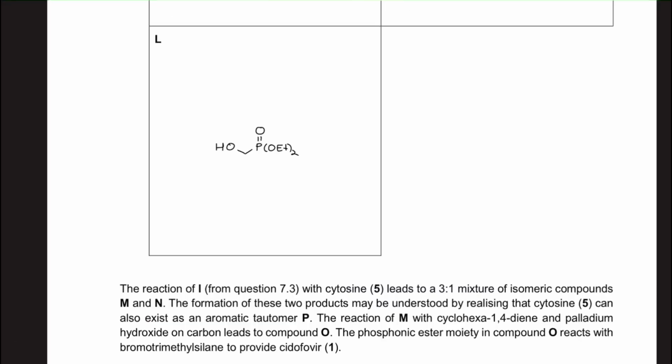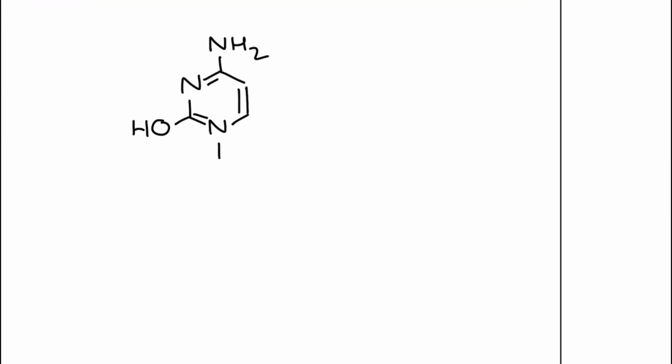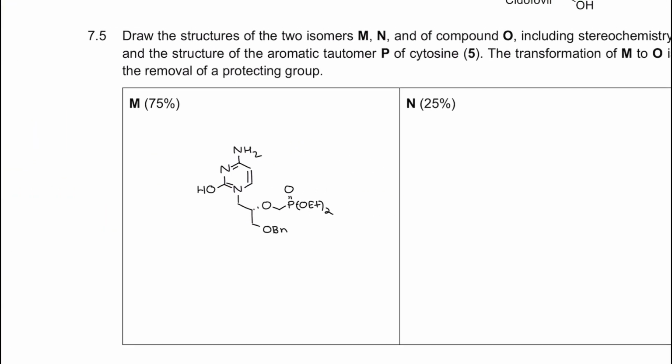I need a reminder of I. Okay, so that's going to substitute on the O-mesyl group. That's the leaving group, OMs, a good leaving group. One, two, three, yeah, that's three carbons. OBn right here. This is the phosphonate, P(O)(OEt)2. Okay, great. That's M.